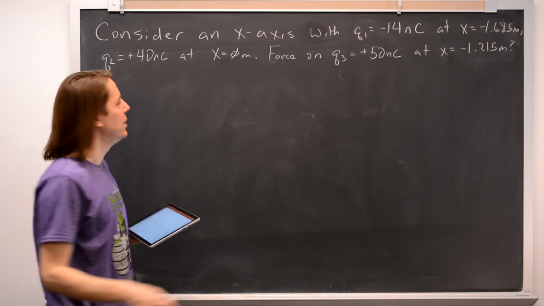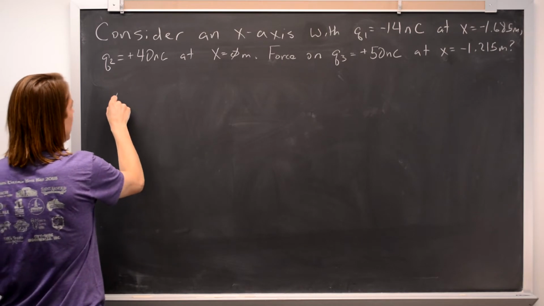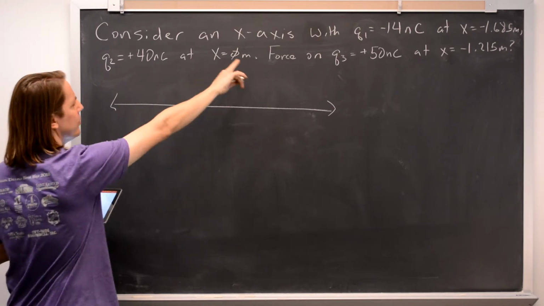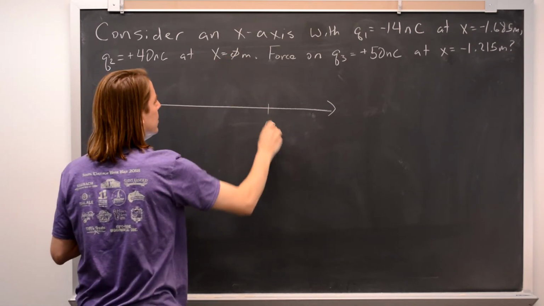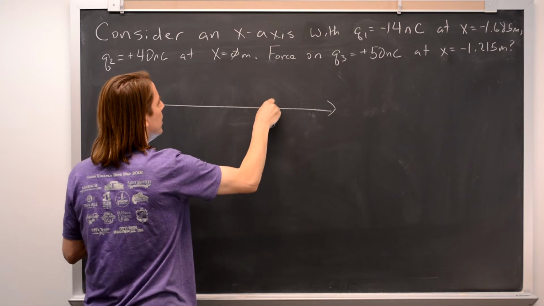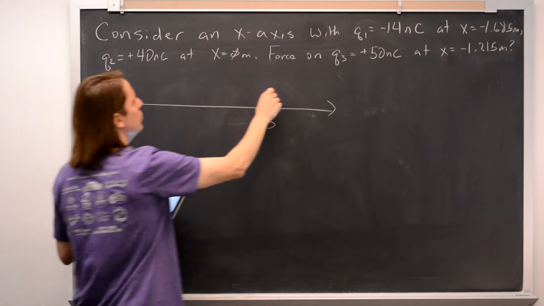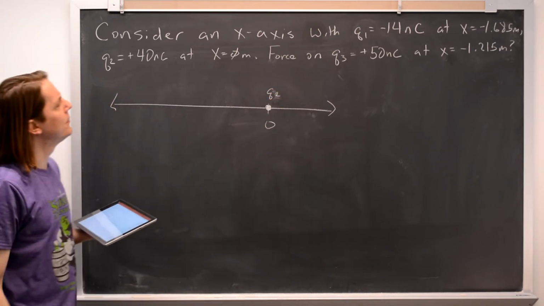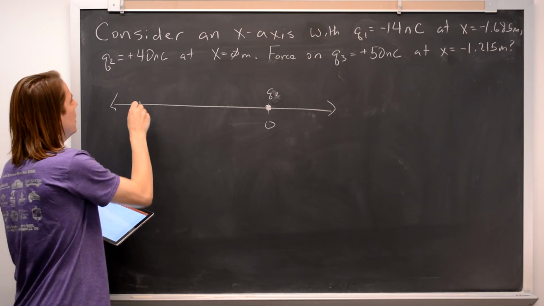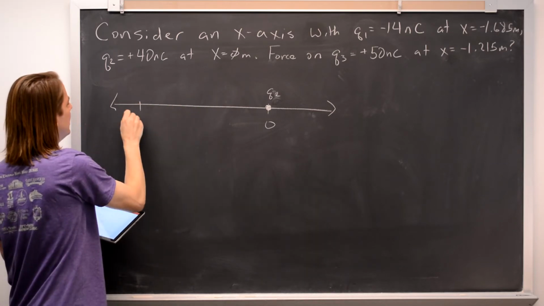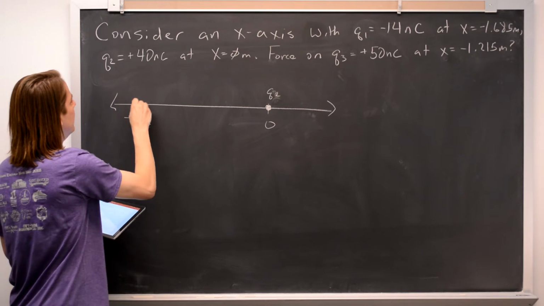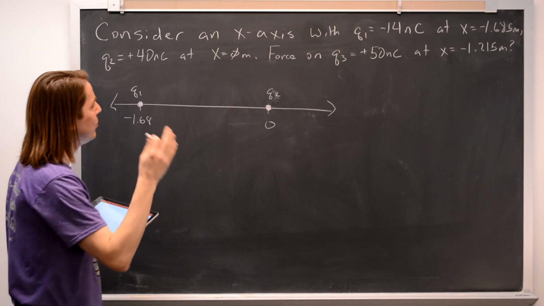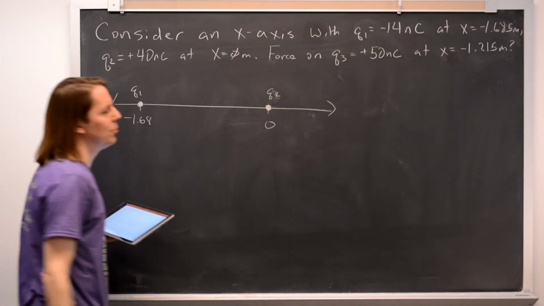So you'll never get this one right if you don't draw it first. So let's draw this x-axis like that, and notice that the farthest to the right is at 0, so I'll put the origin over here, and 0, and there is Q2. And then the farthest over here was Q1, so we'll put Q1 over here at minus 1.685, and the one we're asked to find the force on is Q3 at minus 1.215.